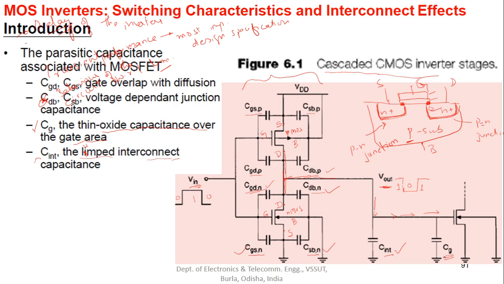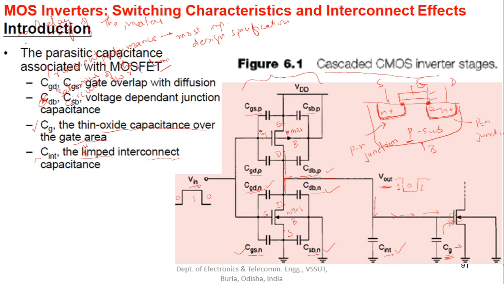This CG is the oxide capacitance over the gate area, because we know that this is the gate area and we have a MOS structure here. This is the input of the next stage. So this point will see an input capacitance because of this MOS structure, and this particular capacitance is named CG. That forms the input capacitance to the next stage, and it is represented at the input side of the next stage or at the output side of the previous stage.